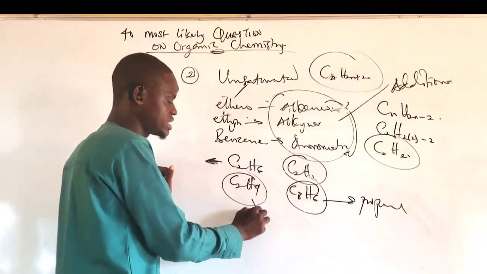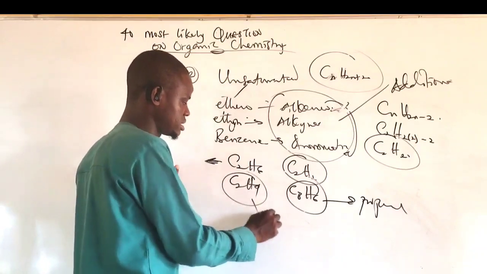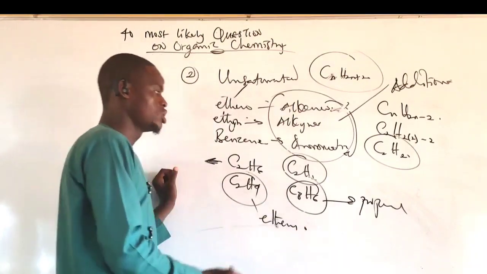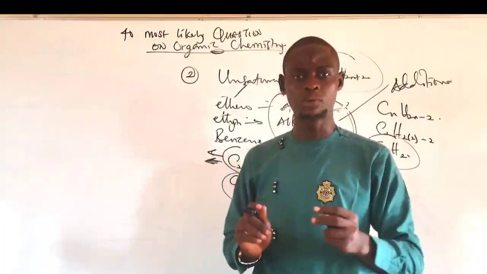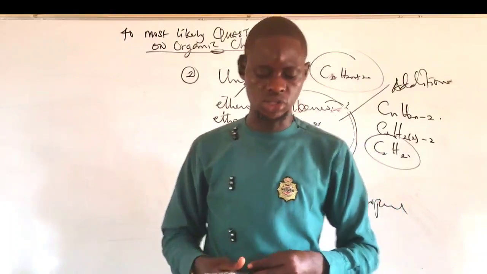Why this one is ethene. This is ethene. Altogether, so it is only this which is what? Ethane that does not decolorize bromine water. I hope you understand this. That is my question 2.